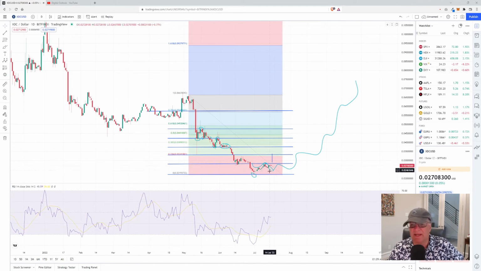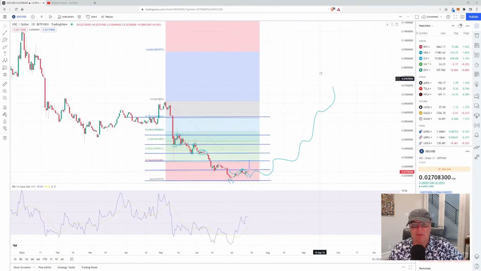And what's going to happen is, like I've drawn in here, you're just going to go up the stairs. You're going to hit these resistances, you're going to come back to support, you're going to break through them, you're going to come back as support. You're going to hit some resistance, you're going to come back as support, and you're just going to make your step up the stairs. Remember, bulls go up the stairs and bears go out the window.